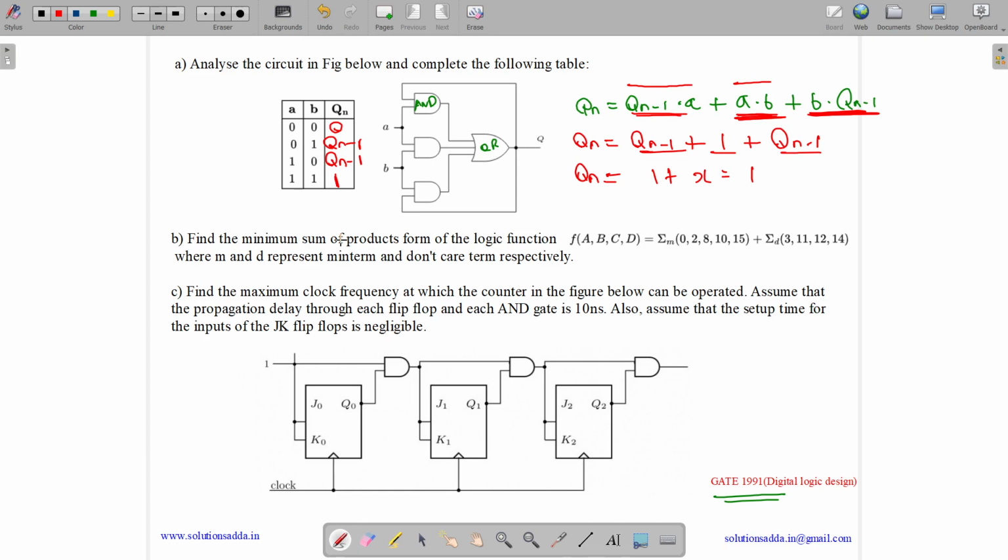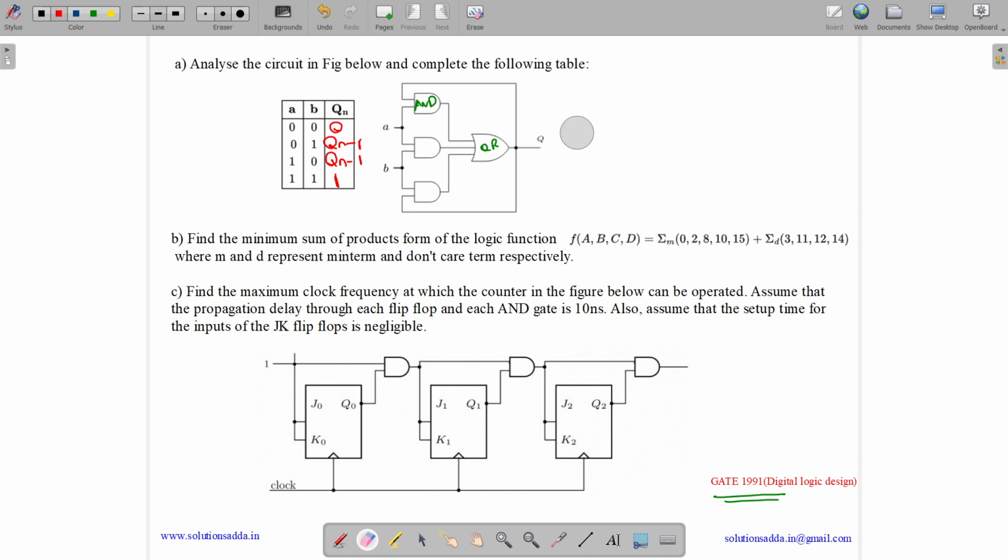Now let us see part B. Let me first clear this out. Part B states: find the minimum sum of products form of the logic function f(A,B,C,D) equals sigma m(0, 2, 8, 10, 15) plus sigma d(3, 11, 12, 14), where m and d represent the minterms and the don't care terms.